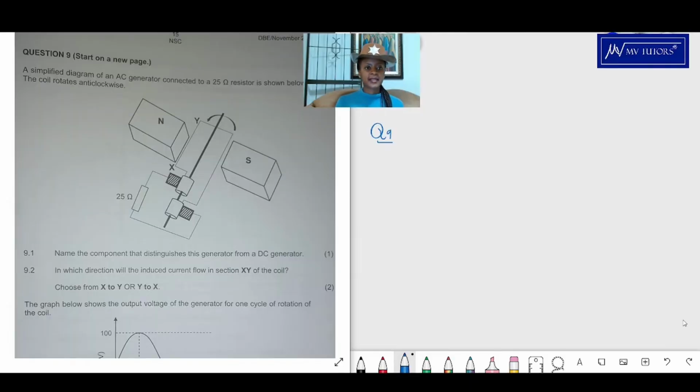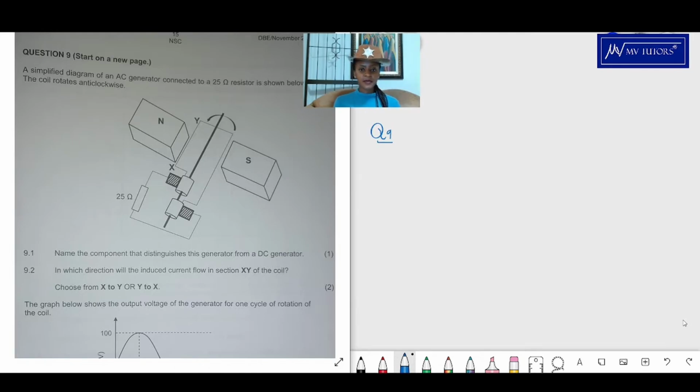So question 9: a simplified diagram of an AC generator connected to a 25 ohm resistor is shown below. The coil rotates anti-clockwise. It's going to be difficult because I think this camera is a mirror image. So if I say anti-clockwise, maybe you are seeing clockwise. But you can see from there it is going in an anti-clockwise rotation.